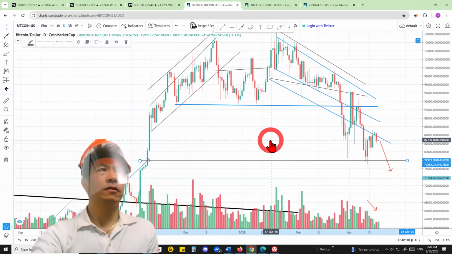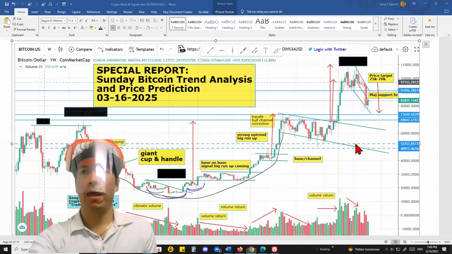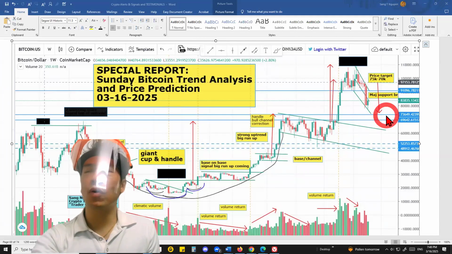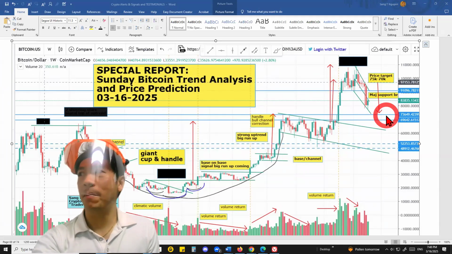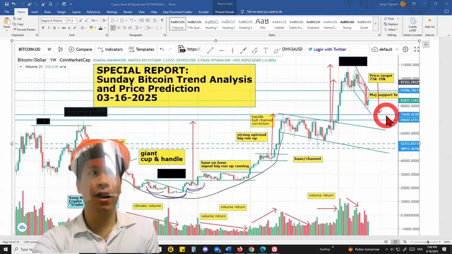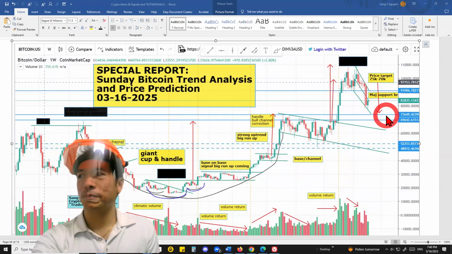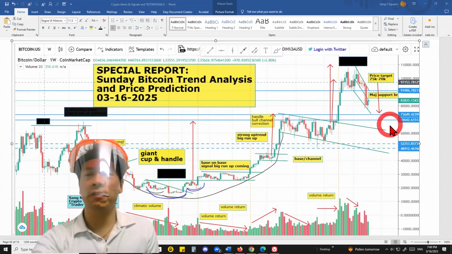Okay, so let me go back to the other chart. As you can see from the previous daily chart, Bitcoin is currently in a downtrend. It is under multiple resistance. That means it's going to take a lot of buying, a lot of strength to cross above those multiple resistances. And if the downtrend continues, we're going to see $75,000 Bitcoin pretty fast.